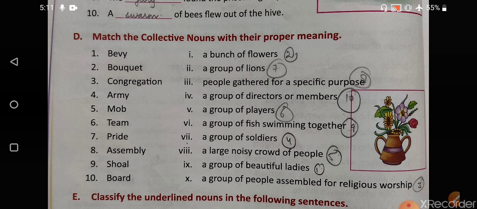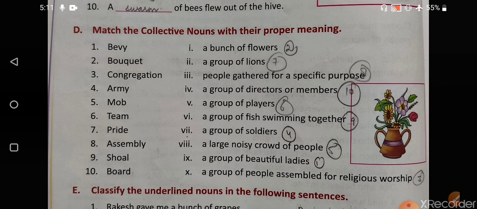A team is a group of players. Pride is a group of lions. Assembly, a group of people gathered for a specific reason or purpose. Shoal is a group of fish swimming together. And board is a group of directors or members. The board of directors or board of members, we call it now.